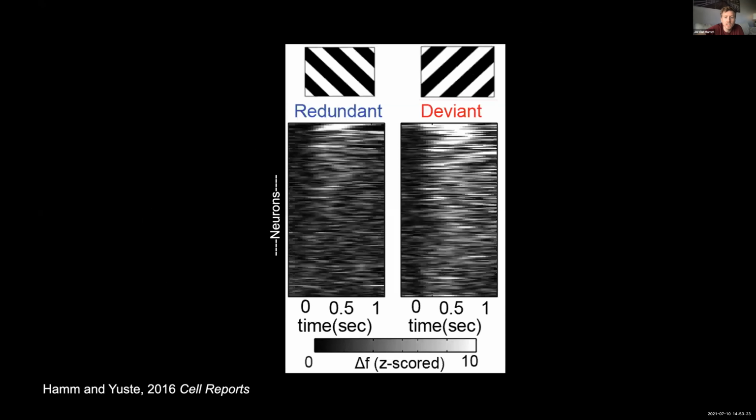So here is just a basic averaged response plot. Neurons are on the y-axis, and then time is on the x-axis. And these are just averaged calcium, first derivative of the fluorescence response to the onset of the visual stimuli. And as you can see here, the average response to the redundant stimulus is pretty low, but to the deviant stimulus, you get a large response from perhaps more neurons and larger responses in the neurons which were active to the redundant stimulus to begin with.